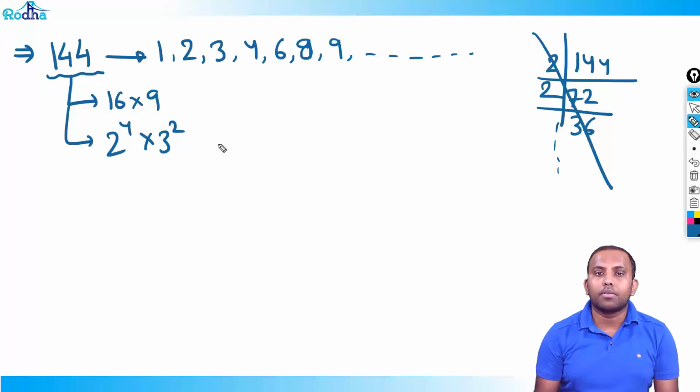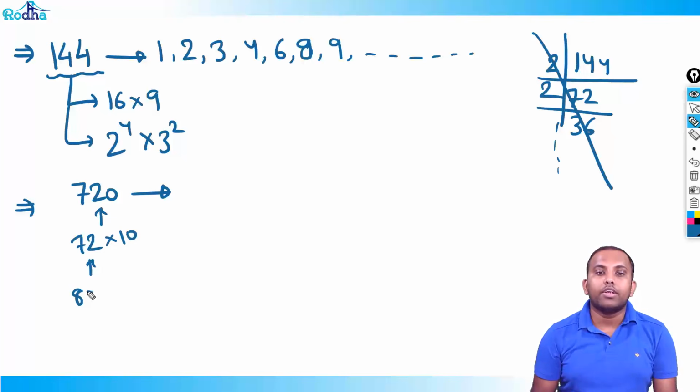Suppose I want to break 720 into prime bases. So just think like this. What is 720? 72 into 10. What is 72? 8 into 9. What is 10? 2 into 5. Now, how many prime bases have I got here?